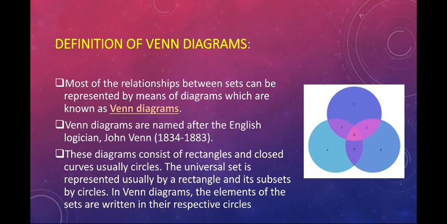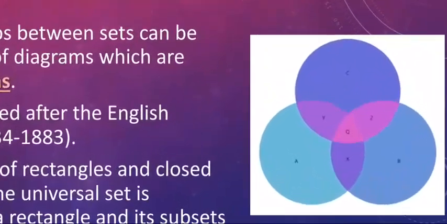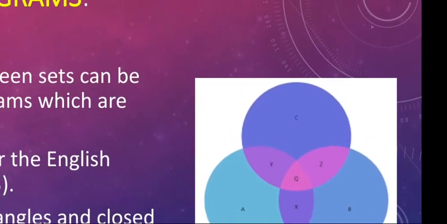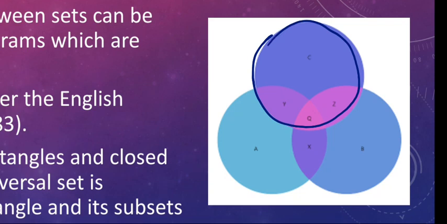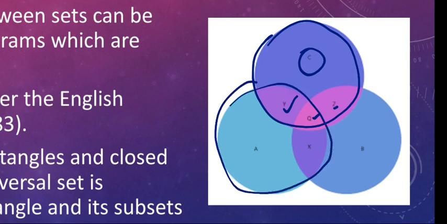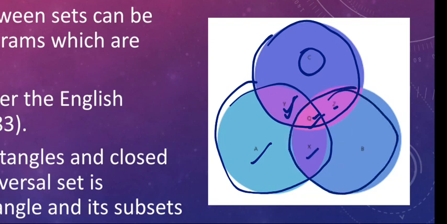In a Venn diagram, the elements of the sets are written in their respective circles. So, if I zoom this figure, you can see that for this circle, the elements are C, Y, Q, Z. For the second circle, the elements are A, Y, Q, X. And for the third circle, the elements are B, Z, Q, X.